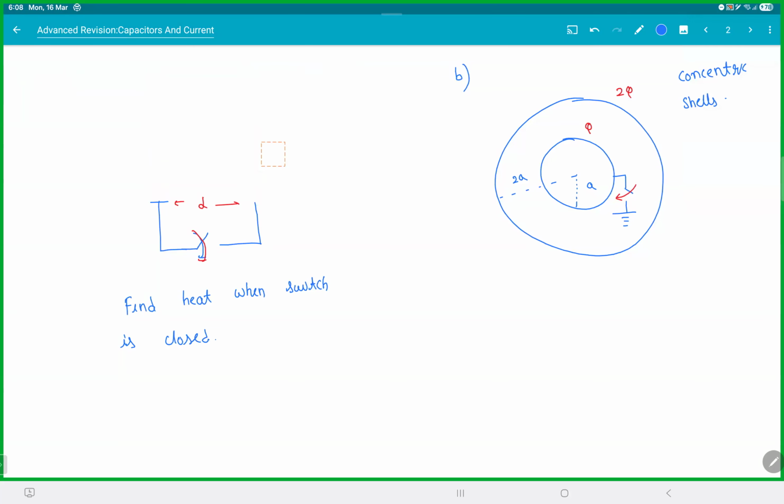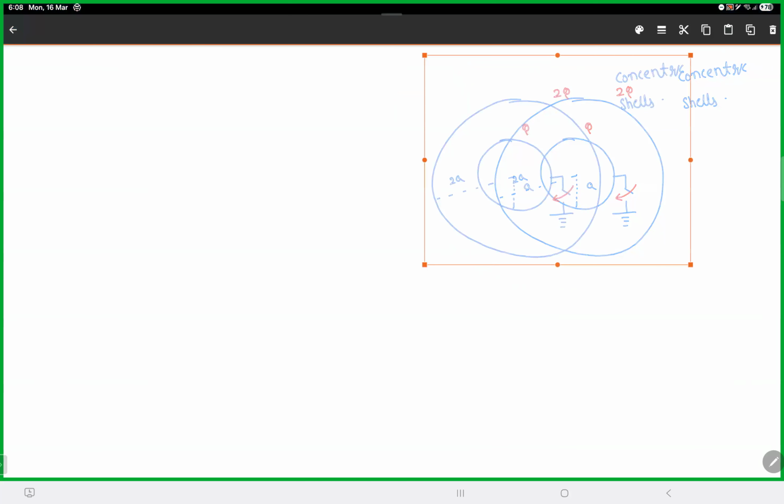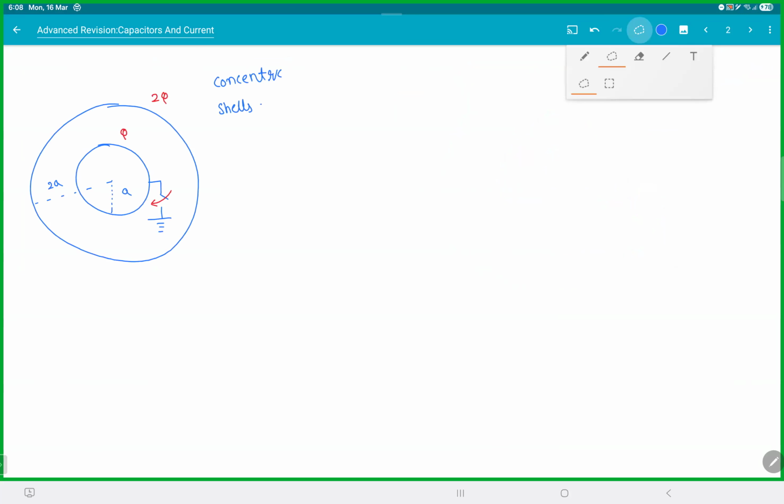What about this one? Same story. First you need to find the charges before the switch is closed, then find the charges after the switch is closed, and then you can figure out from there. Before you close this, what are the charge distributions? This is Q, this is minus Q, and this should be 3Q. You can treat this as two capacitors: this is a C1 capacitor, this is a C2 capacitor.